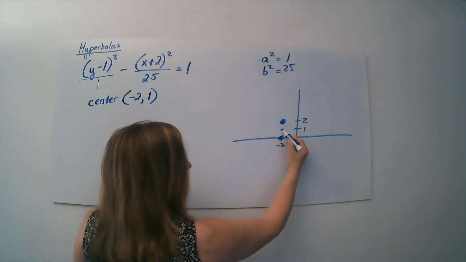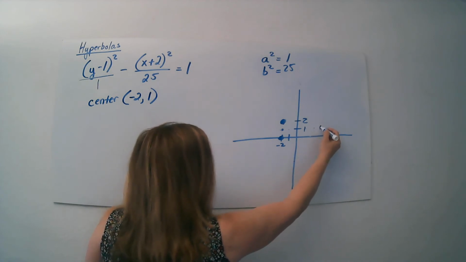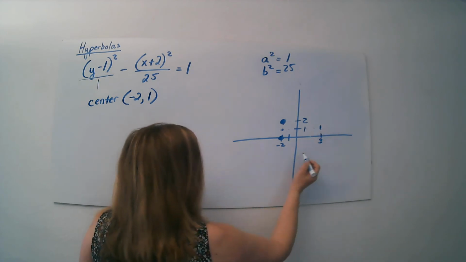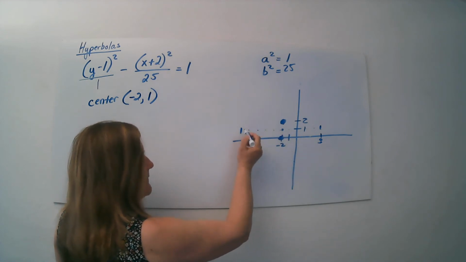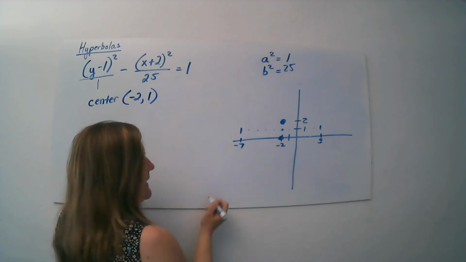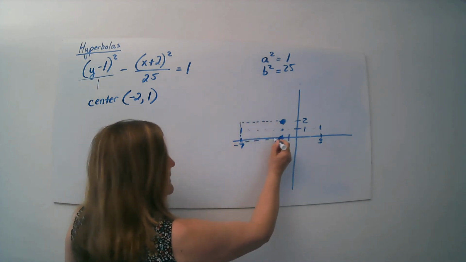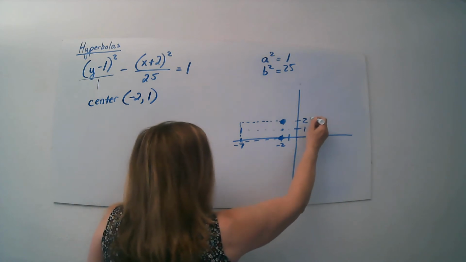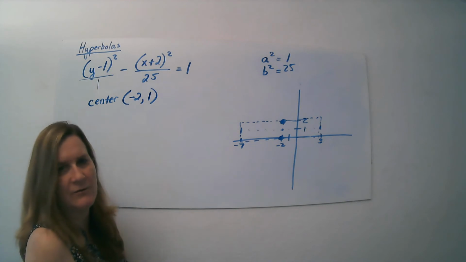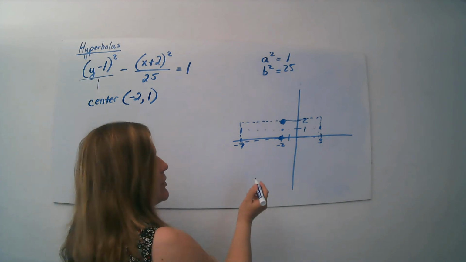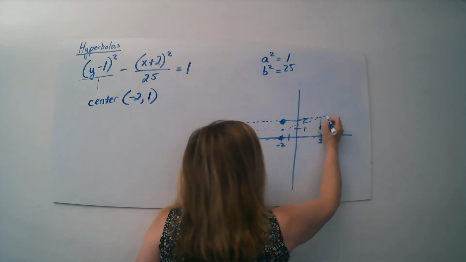So from here, I'm going to move 5 units, 1, 2, 3, 4, 5. Puts me right here at 3. And 5 in this direction, 1, 2, 3, 4, 5. Puts me over here at negative 7. So now I can draw the box through those points. And it's not really the box that's so important, but the asymptotes that that box generates. So I draw my line that contains those diagonals.